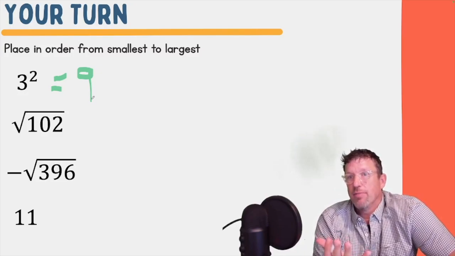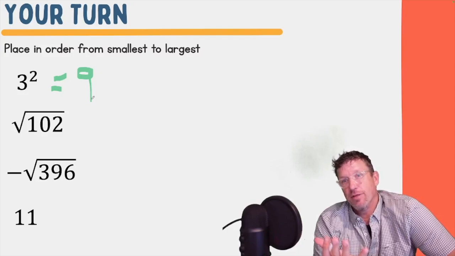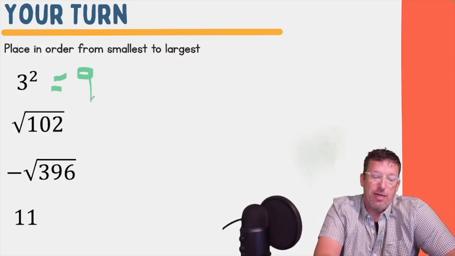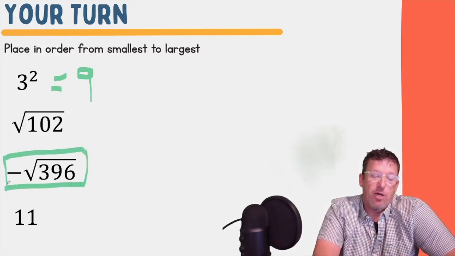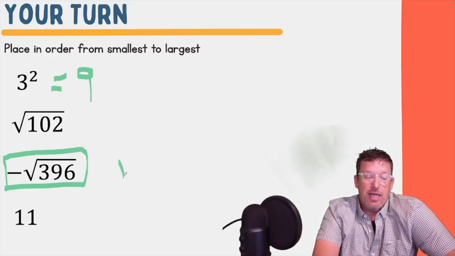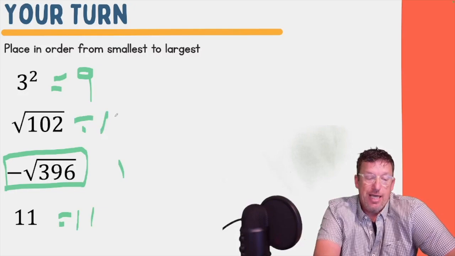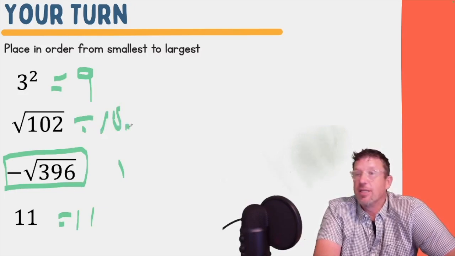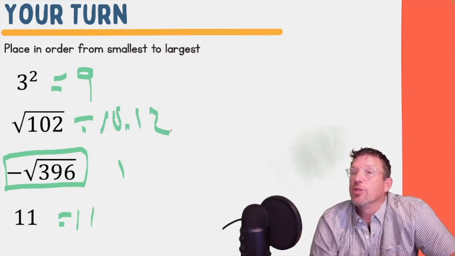The smallest number is going to be the negative one. There's only one negative one in this answer right now, so this is going to be our smallest number. Then for the next smallest, we have to figure these out. This is 9. The bottom one down here, 11, does equal 11. And the square root of 100 is 10, so the square root of 102 is going to be something above it, like 10.12 or something like that.